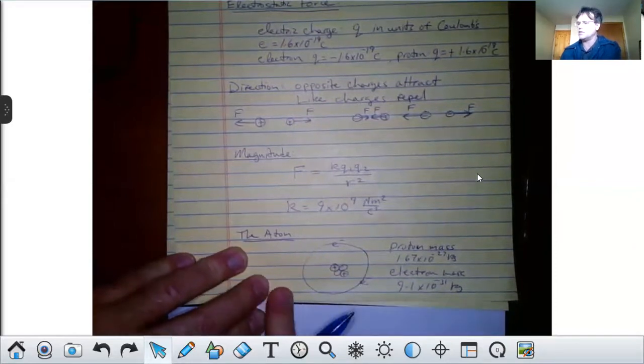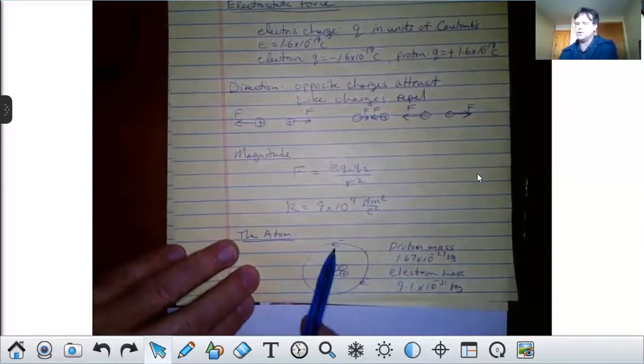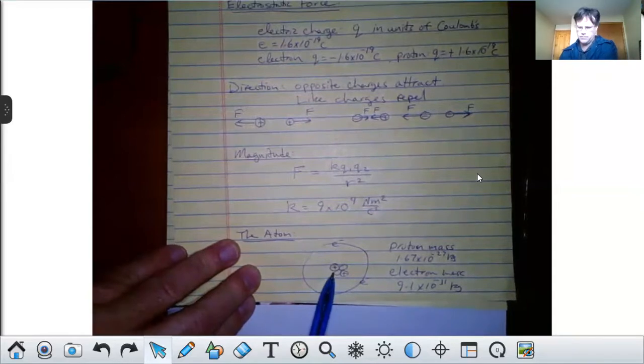And so the electrons are much lighter, but they do have the same amount of charge, 1.6 times 10 to the negative 19 coulombs, as the protons do. They're just negative instead of positive.